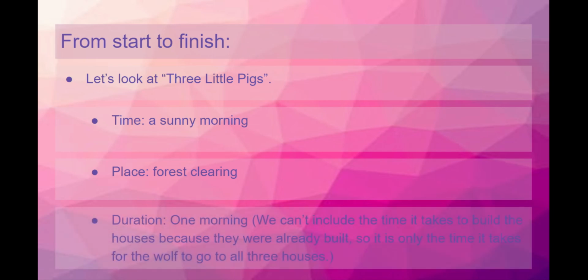So if we look at the three little pigs, the time, it's a sunny morning. The place is a forest clearing. And your duration is one morning. Don't think about the time that it takes for the little pigs to build their houses, because in the story, they were already built. It starts out with these three little pigs. One built a house out of straw, one built a house out of sticks, one built a house out of bricks. So the houses are already built. Mainly, we are following the time that it takes the wolf to go to all three houses.